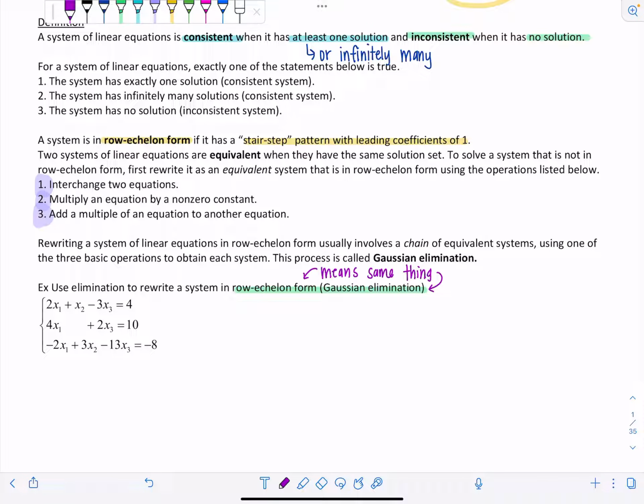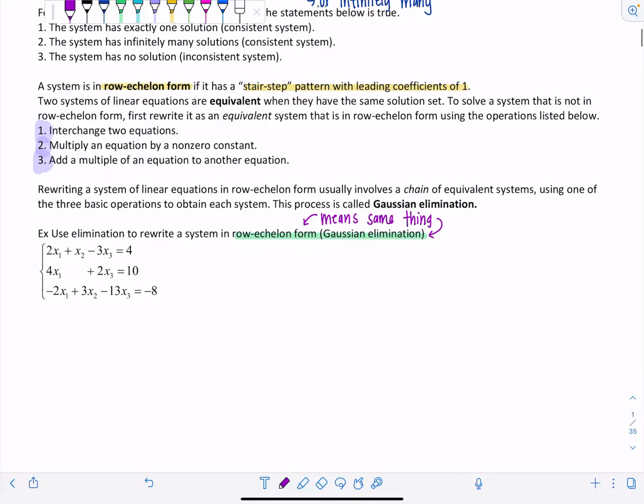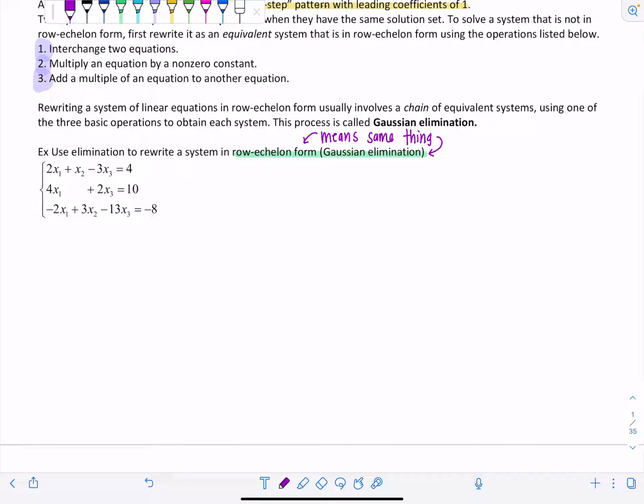So first things first, I want the coefficient for x1 here in my first equation to be a 1, okay? So how can I make that 2 a 1 only using one of the 3 operations here? Well, I could interchange 2 rows. That's not going to help me. I can multiply an equation by a non-zero constant. Okay, that's going to work, because to make that 2 a 1, if I multiplied that first row by a half, that would do it.